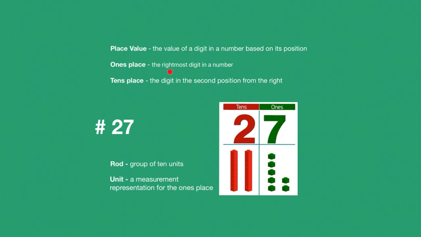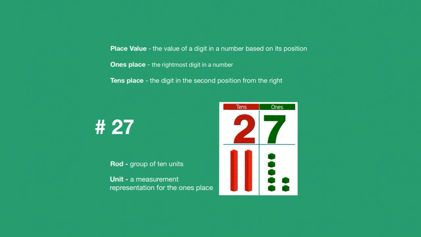The ones place is the rightmost digit in a number, which in this number 27 would be the number 7. The tens place is the digit in the second position from the right, which we see right here. The tens place. It is the second digit from the right.